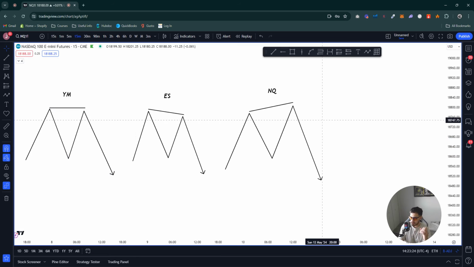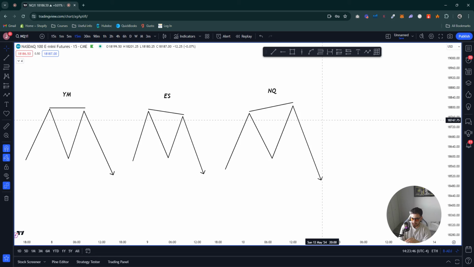But this is what I'm talking about. This is a crack in correlation because these assets right here, NQ, ES, and YM, are all supposed to be in sync. So when they're not in sync, this is where smart money tends to reverse prices or have some sort of reaction, because you're getting a cracking correlation.